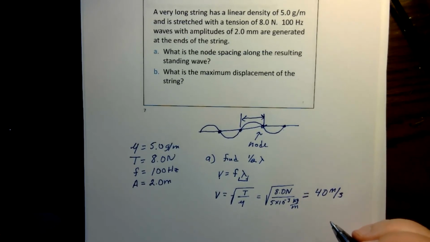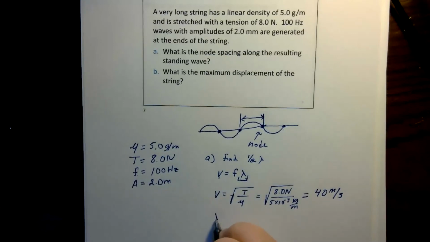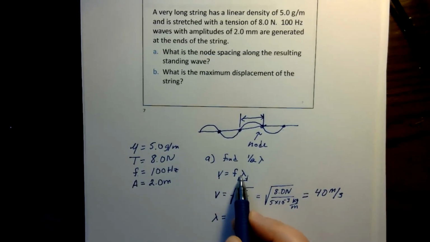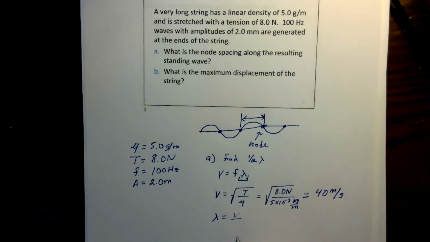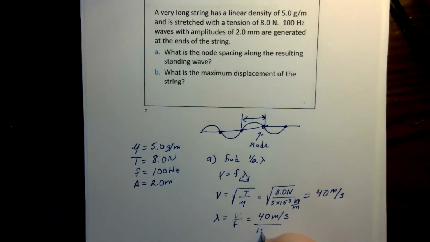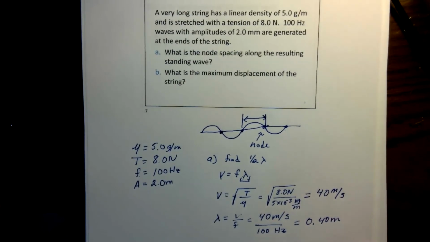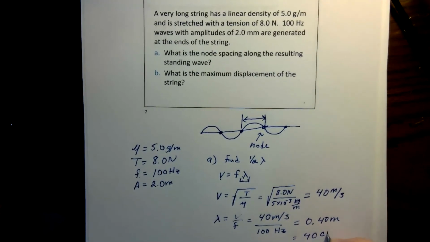Okay, so now we know how fast our wave is traveling. We're traveling at 40 meters per second. We know our frequency is 100 hertz. We can solve for our wavelength. So our wavelength, lambda, solving for lambda, is going to be V over F, which is 40 meters per second divided by our frequency of 100 hertz. And when you do that, you should get 0.40 meters, which is the same thing as saying 40 centimeters.